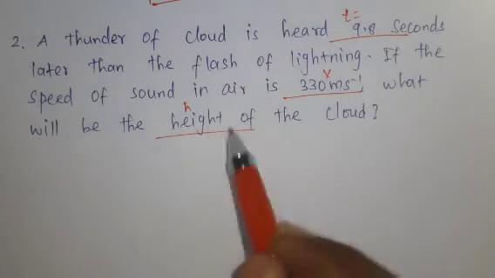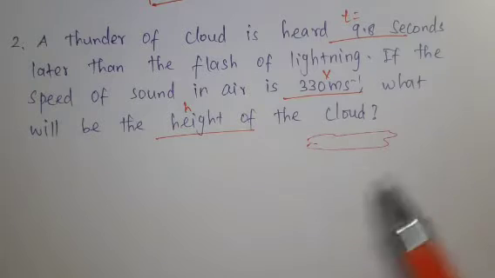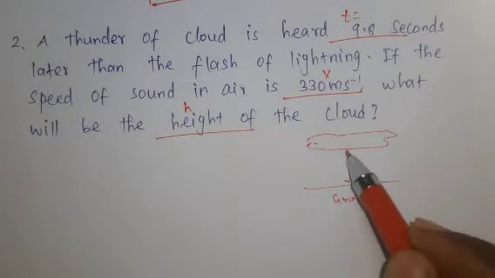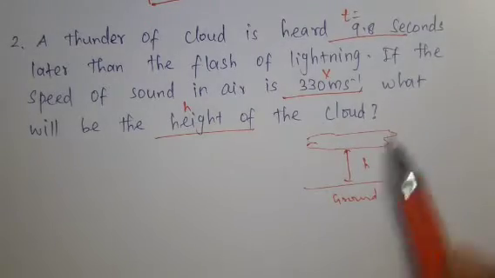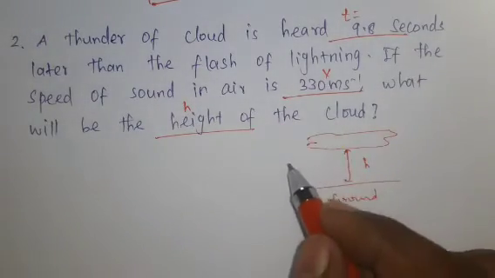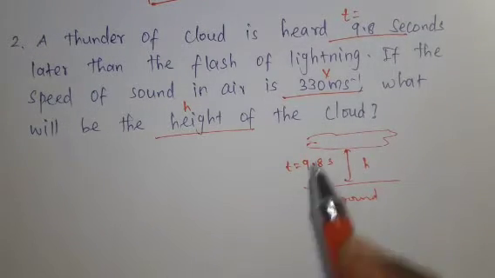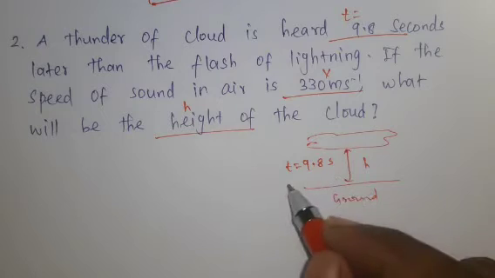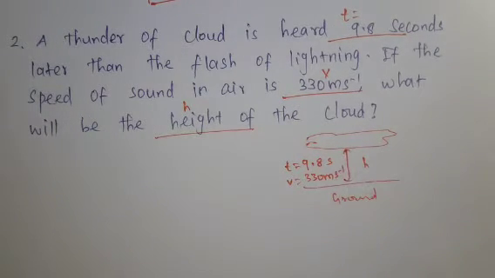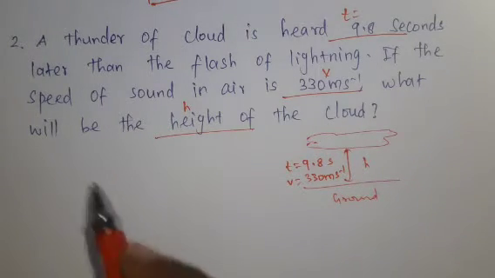Okay, now we are going to find out the height of the cloud. This is a cloud, this is the ground. Take this as height h. The time taken for the thunder sound to travel is 9.8 seconds, and the velocity of the sound is 330 m/s. So we have to find the height of the cloud from the ground.